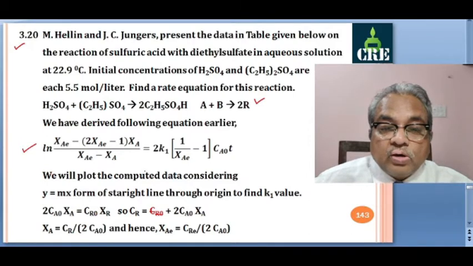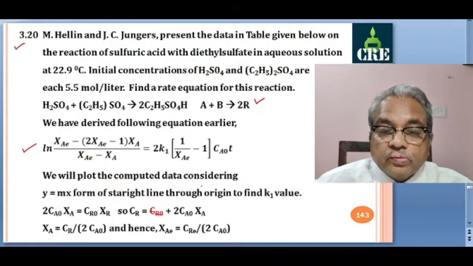So we can plot the computed data, in the y equals mx form, and we can find the slope of the best fit line passing through the origin, and this will give you k. So this complete term is the slope. From the slope you can find out k.